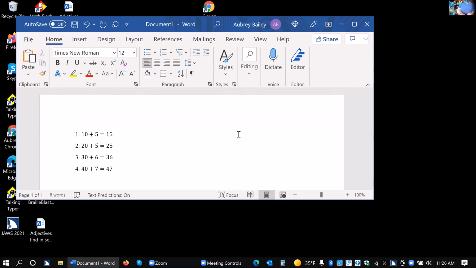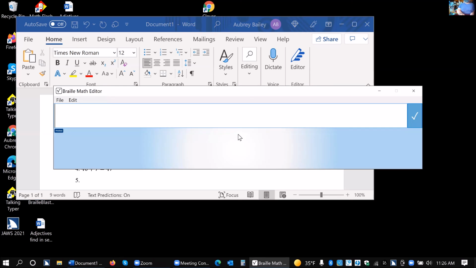456 space. There you go, and enter. Enter. Number 5 period. 5. Period. Space. Great. 50 plus 8. Braille math editor. Equation edit. Type in a math expression. Period. Press insert plus F1 for more help.